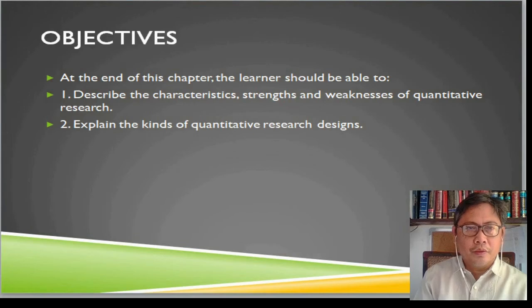The objective of our lesson for today is for you, the learner, to be able to describe the characteristics, strengths, and weaknesses of quantitative research. And number two, explain the kinds of quantitative research designs.